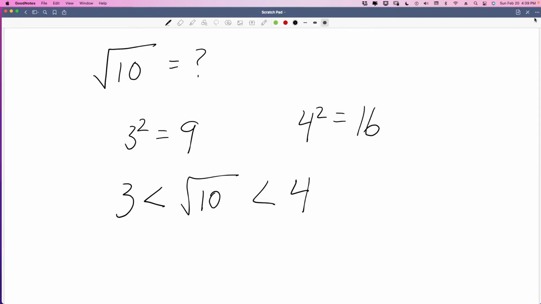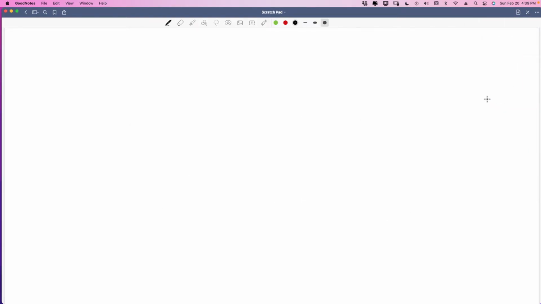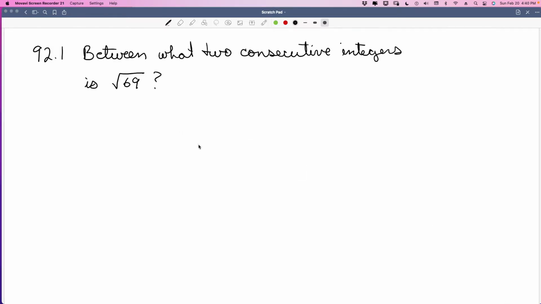So let me clear the page and let's do 92.1. So let me write it up here for us. So 92.1 says, between what two consecutive integers is the square root of 69? So first let's think about our multiplication table. And the first square root that is close to 69 that I can think of is 8 times 8. 8 squared is equal to 64. 8 times 8 is equal to 64. And 9 times 9, or 9 squared, is equal to 81.